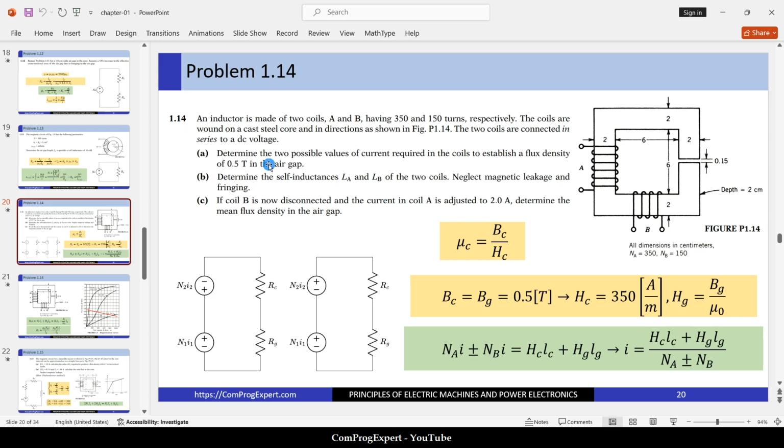You can practice that. And now let's calculate the value of the self inductances LA and LB of the two coils. Neglect magnetic leakage and fringing. Yes, the assumptions that we have to draw this equivalent circuit correct. So, how can we calculate the self-inductance of LA and LB?